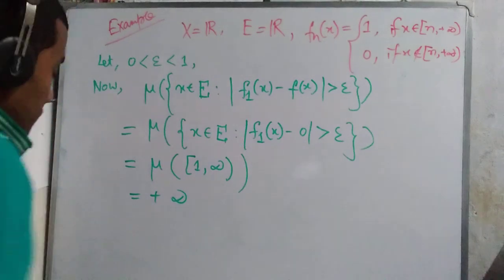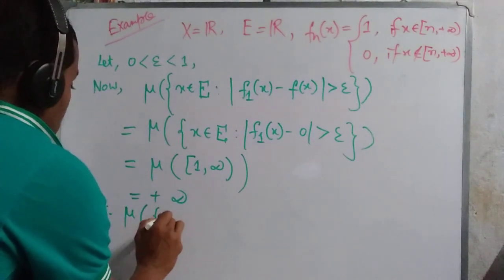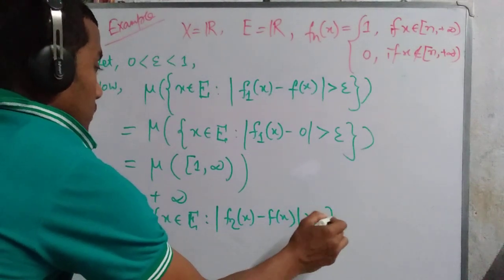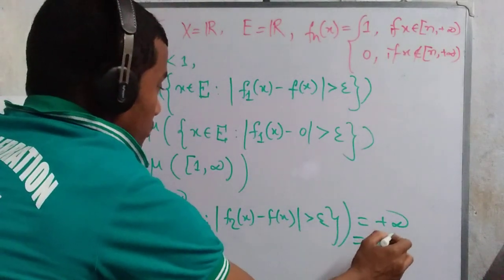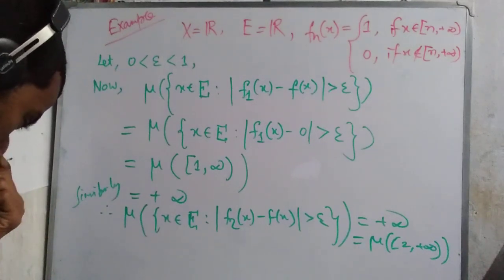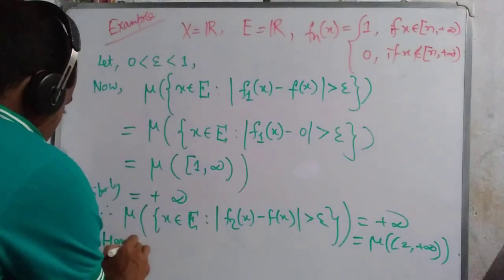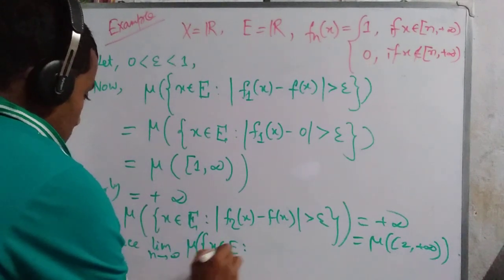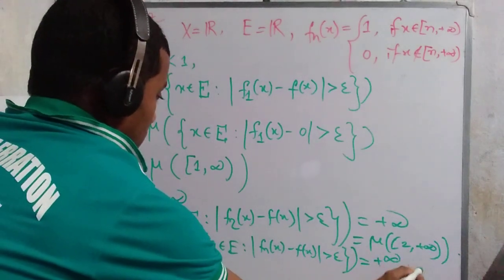Then this implies plus infinity. And similarly in this case, mu of the set of x belonging to E such that the modulus of f_2(x) minus f(x) is greater than epsilon equals plus infinity. Similarly this one is done, because this one equals mu of [2, infinity), so plus infinity. And in a similar way, hence the limit as n tends to infinity of mu of those x belonging to E such that the modulus of f_n(x) minus f(x) is greater than epsilon equals plus infinity.